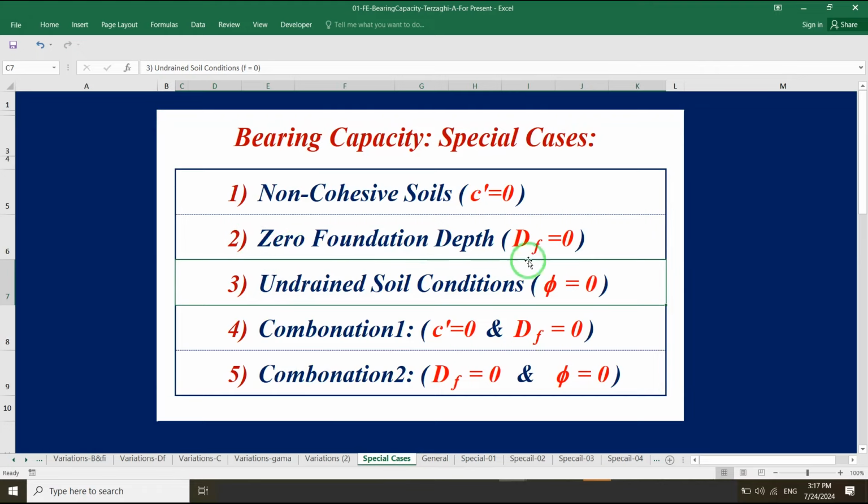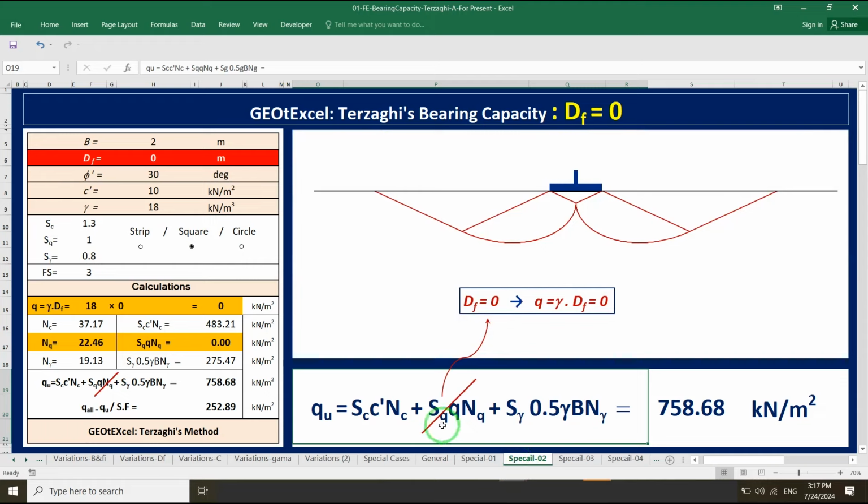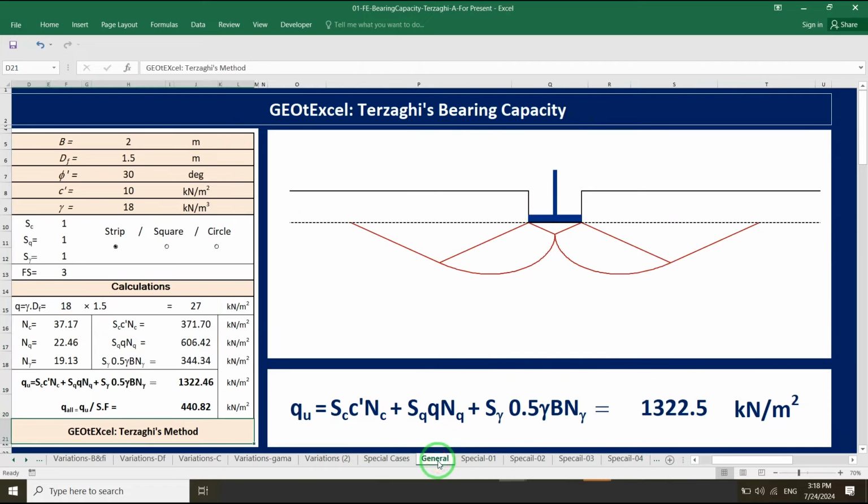Zero foundation depth, dF equals 0. In this case, SQ Q NQ equals 0 because dF equals 0. Ultimate bearing capacity equals 758. In general condition, dF equals 1.5 meters and your ultimate Q equals 1322 kilonewton per square meters.